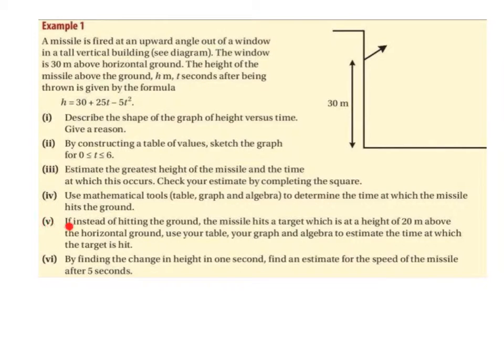Part 5. If, instead of hitting the ground, the missile hits a target which is at a height of 20 meters above the horizontal ground, use your table, your graph and algebra to estimate the time at which the target is hit. Part 6. By finding the change in height in 1 second, find an estimate for the speed of the missile after 5 seconds.